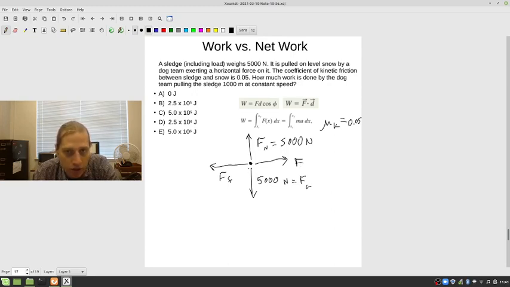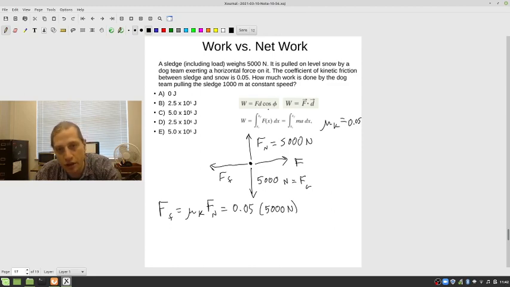The net work here is going to be 0 because it's not speeding up or slowing down. However, we know that you actually have to put in work to counteract those frictional heat losses. But okay, so how big is this force? Well, the force of friction is going to be mu k times the normal force, so it's going to be 0.05 times 5,000. Okay, and we know that the work is going to be the force times the displacement times the cosine of the angle between them.